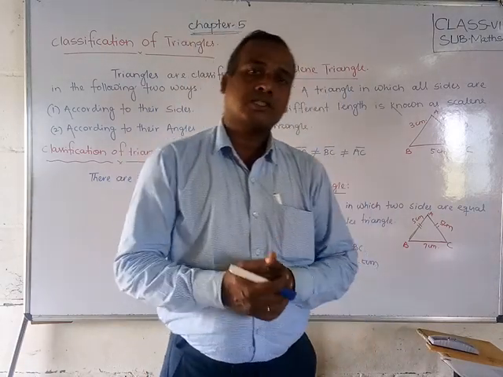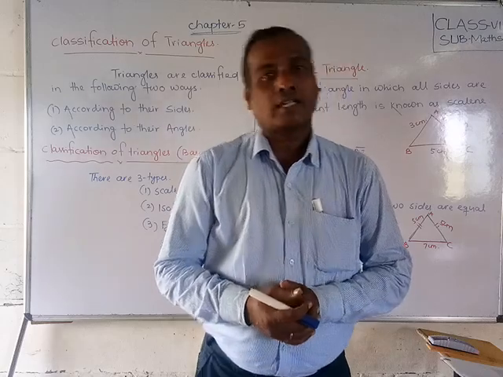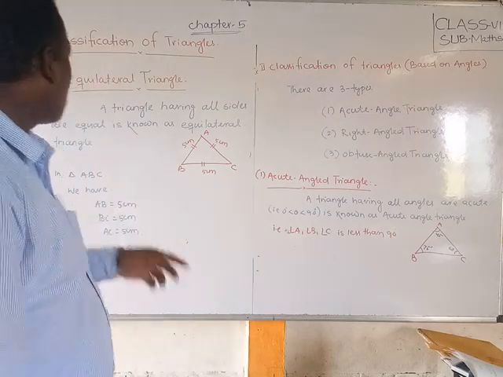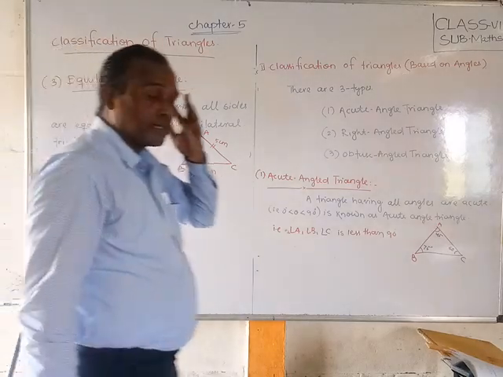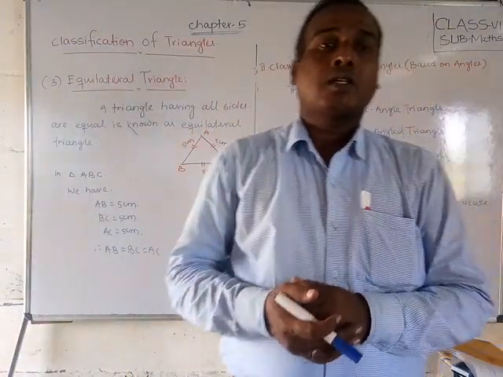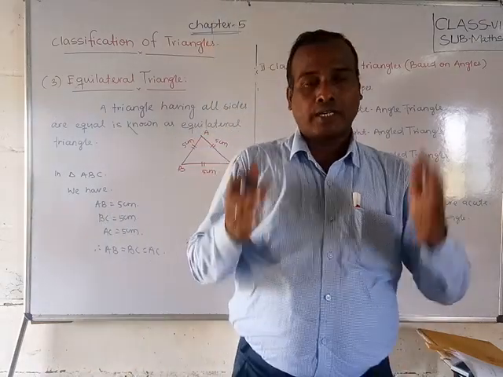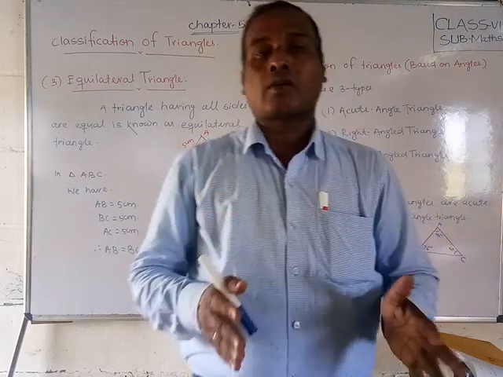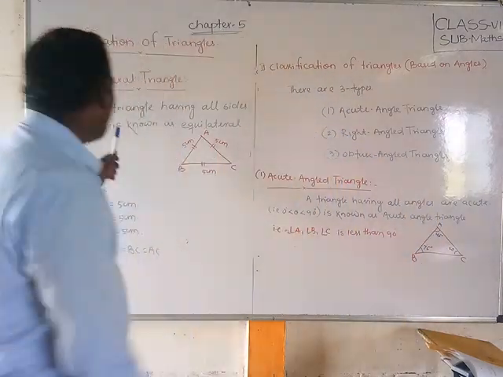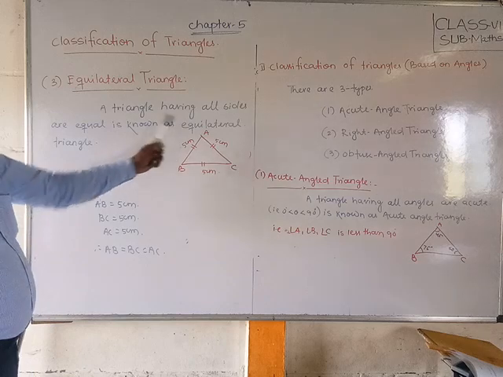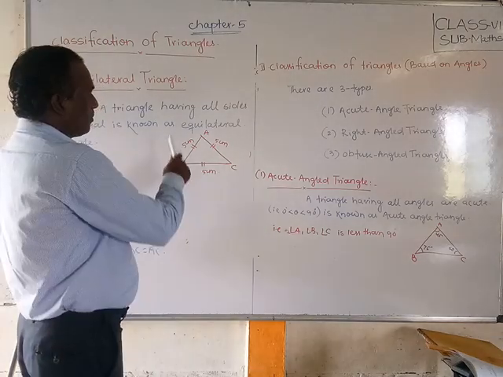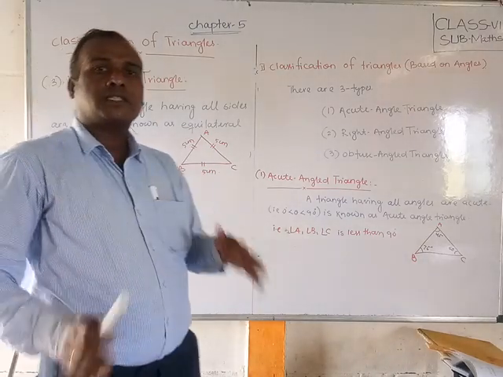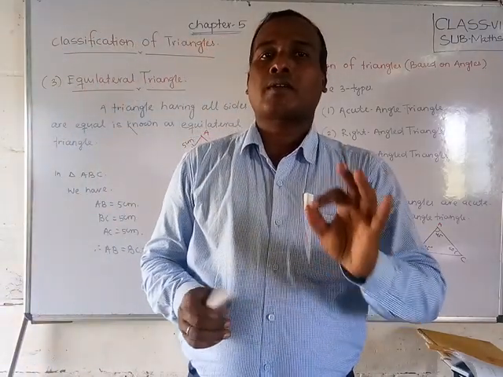Next we will discuss the equilateral triangle. Equilateral means all sides are equal. If a triangle has all sides equal, that triangle is called an equilateral triangle. Observe here, 5 cm, 5 cm, 5 cm. That means three sides are equal, and if three sides are equal, then it is called an equilateral triangle.